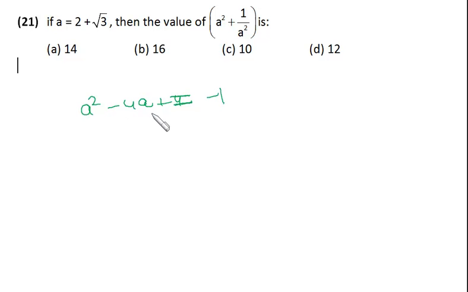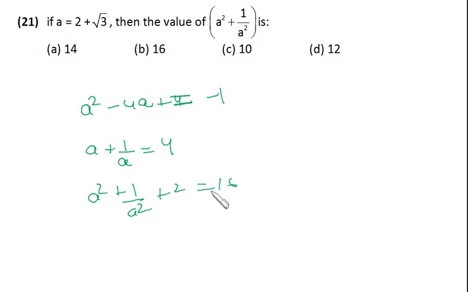I want a plus 1 upon a. So what I do, divide the entire expression by a. So it's a plus 1 upon a is equal to 4. Okay. Then a square plus 1 upon a square plus 2 is equal to 16. So this is equal to 16 minus 2, 14, answer to the 22nd problem.